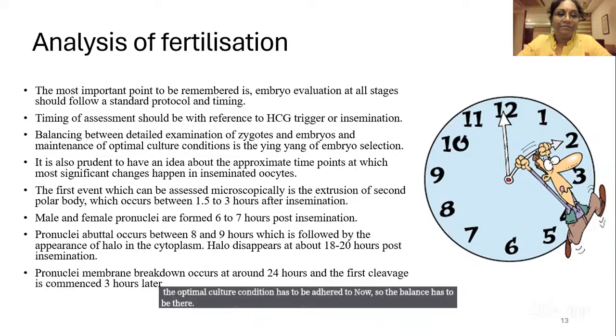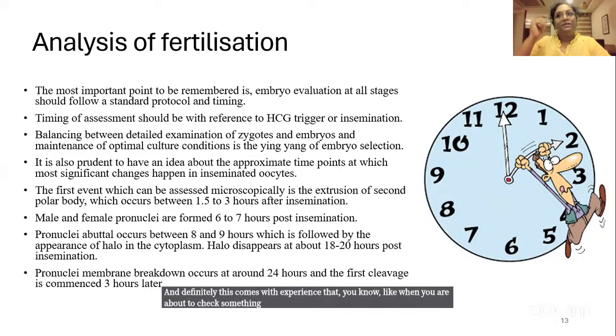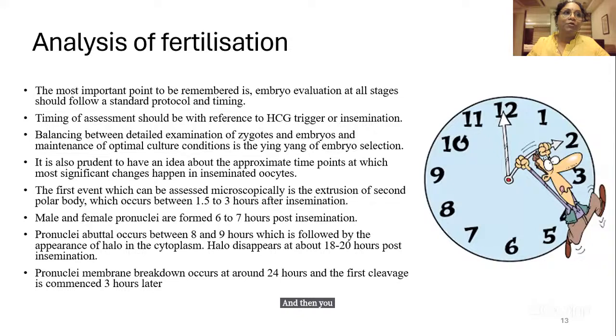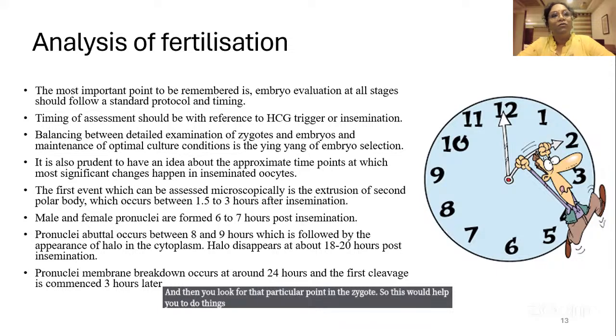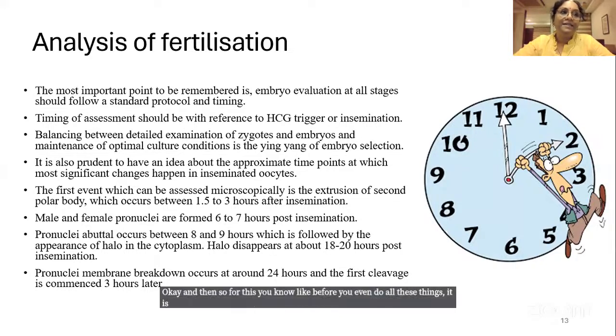Definitely this comes with experience. When you are about to check something, for example a fertilization check, there are a few points that should be in your mind, and then you look for those particular points in the zygote. This helps you do things very quickly, and also helps you look at things very carefully and in a detailed manner. Before you do all this, it is important to have an idea about the time points at which the most significant changes can happen in the inseminated oocytes.